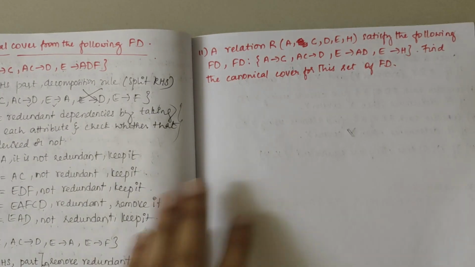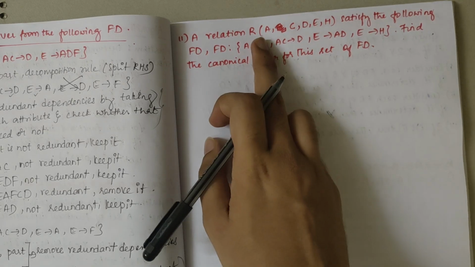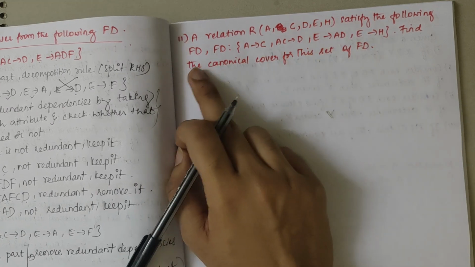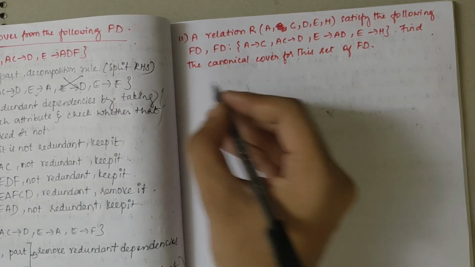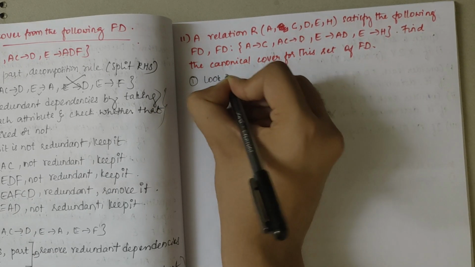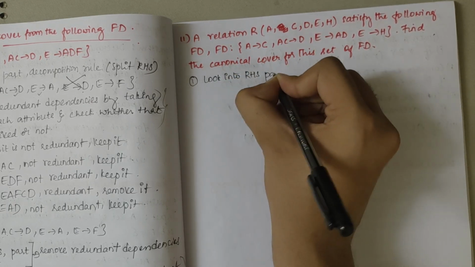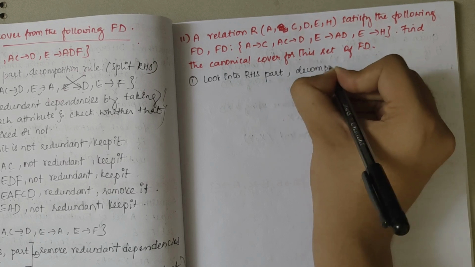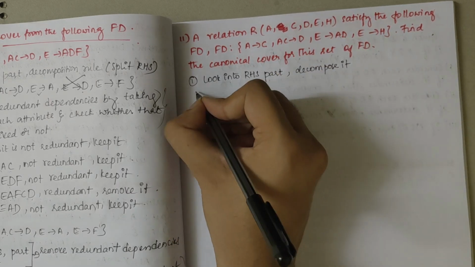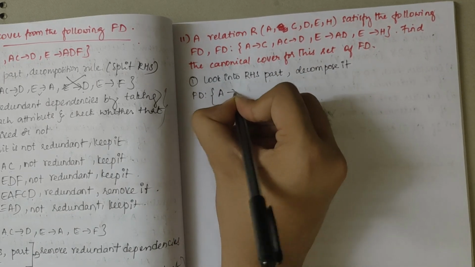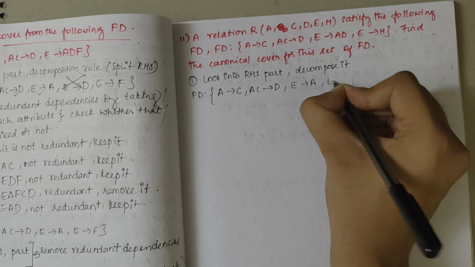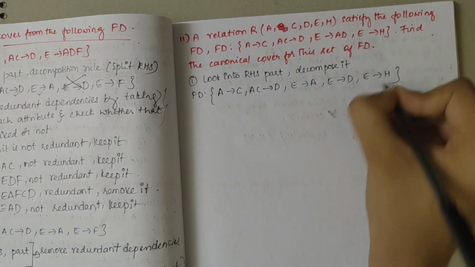Looking at the next example, consider a relation R which has attributes A, C, D, E, and H, satisfying the following functional dependencies. The functional dependencies are given here. Find the canonical cover for this set of functional dependencies. My first step is to look into the RHS part and decompose it if necessary. In the RHS part, I have AD here. So I'll decompose it and write A determines C as it is, AC determines D, E determines A, E determines D, E determines H.